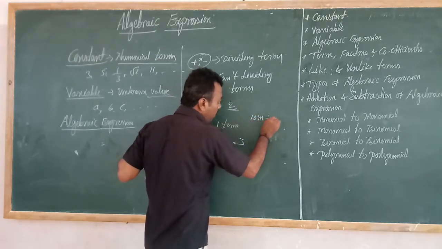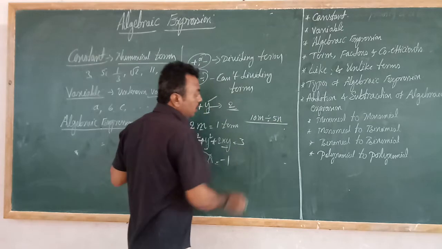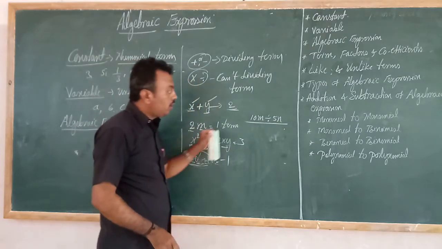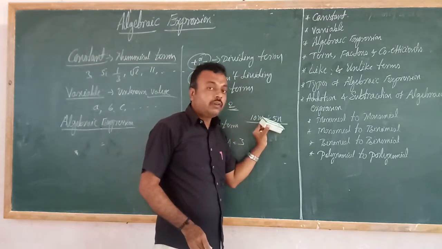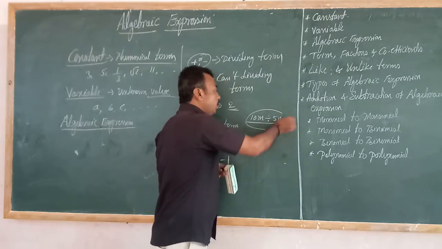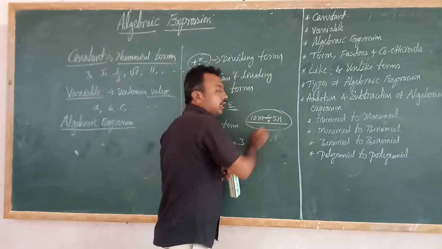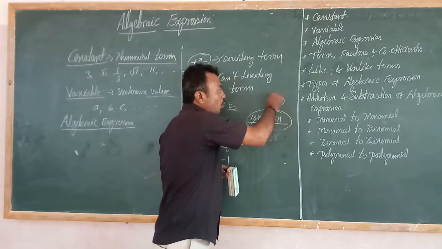10m divided by 5n. 10m divided by 5n. So how many terms are there? 10m and 5n, divided by 5n. So it has only one term because in between, the divided by sign is there. That's why it has only one term.